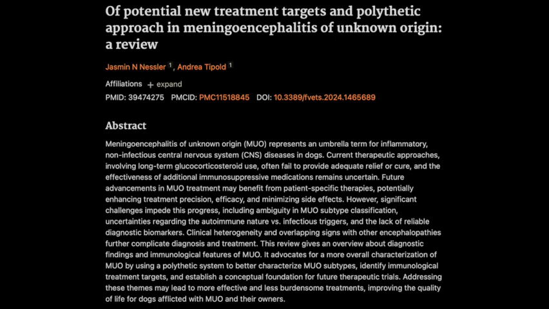So for pet owners who are facing this diagnosis, what advice would you give them? I would say that it's important to remember that every case is unique. And I think it's really important to work closely with your veterinarian to ask questions, and to stay informed about the latest research developments, because that can really empower you to make the best decisions for your pet.